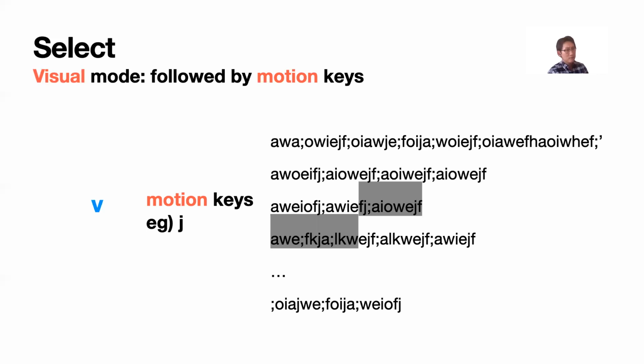Then try moving around now. If you are in the visual mode, and then you use motion keys, you'll be highlighting the lines that you actually select. Then you can do all sorts of commands on them.